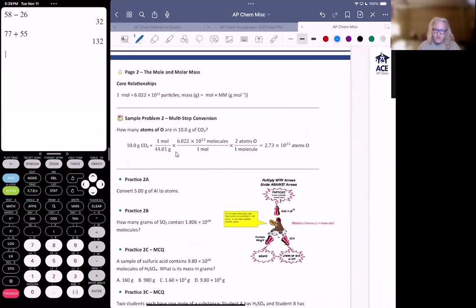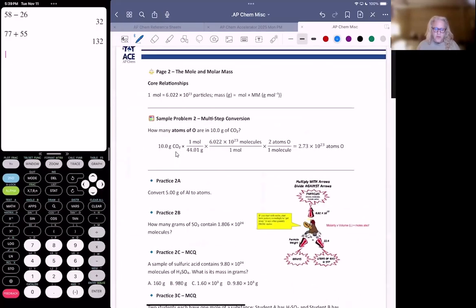Let's move on to page 2, the mole and molar mass. We have two major conversions here. One mole is equal to 6.022 times 10 to the 23rd particles, and the mass in grams is equal to the moles times the molar mass. The molar mass, in grams per mole, of an atom is the mass of 1 mole, and we get that from the periodic table.